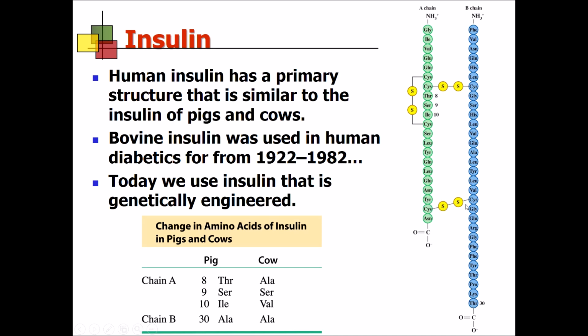There's a cysteine there, there's a cysteine there, and so these 2 chains, the A chain and the B chain, are actually linked together, and they need to be for insulin to work properly, and by these disulfide bonds here and here between these cysteines.